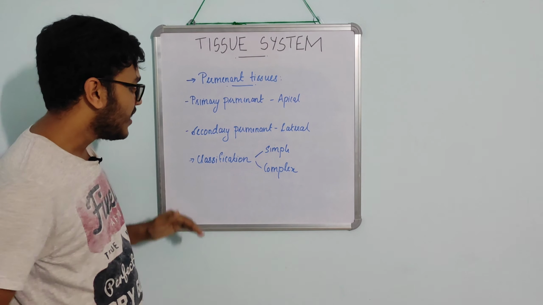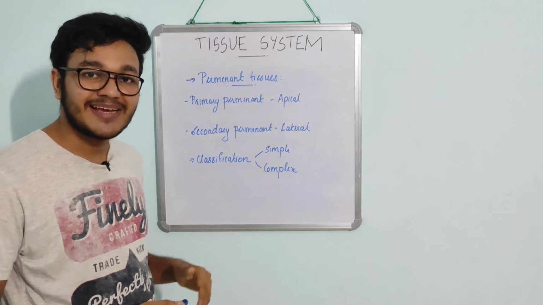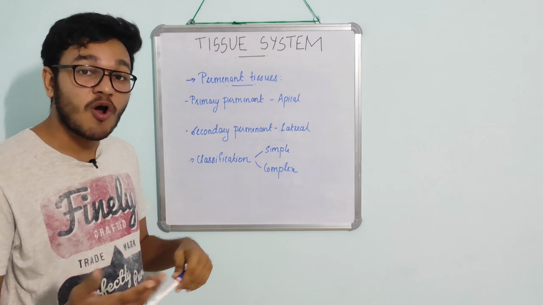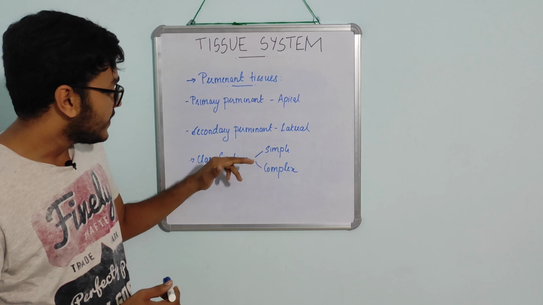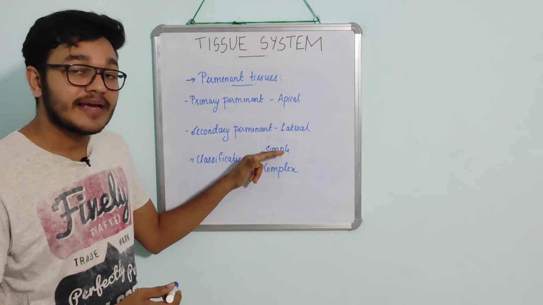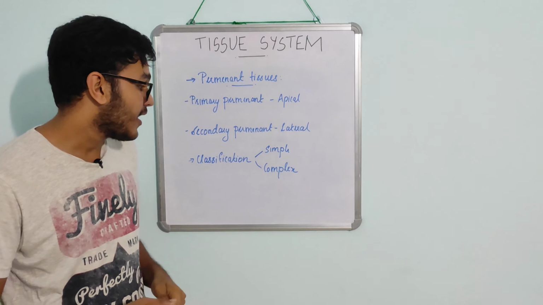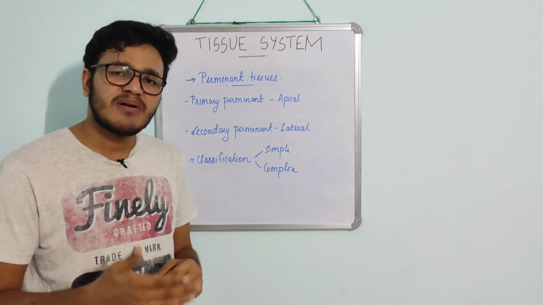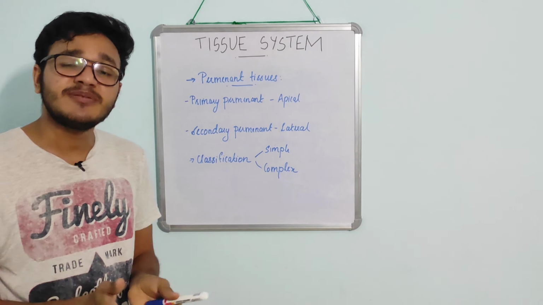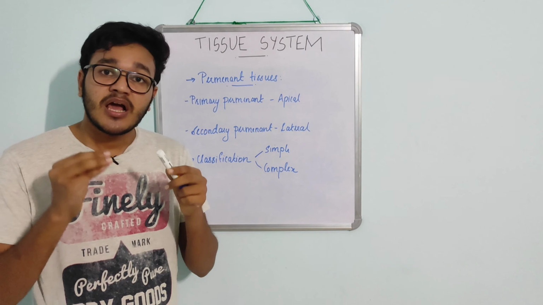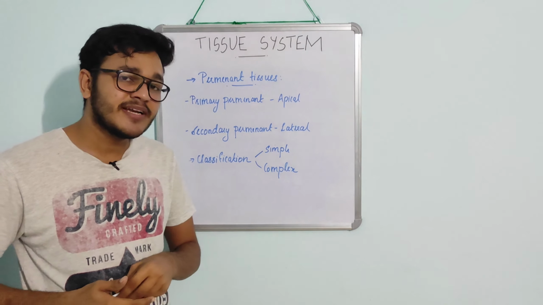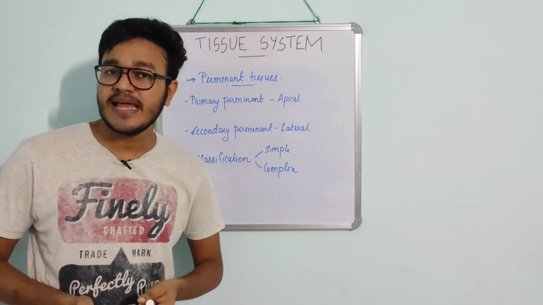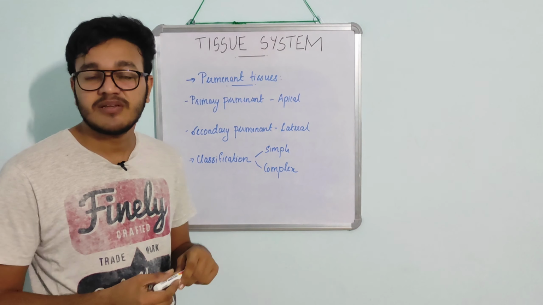Now actually the second, most well-known classification of permanent tissues, which we have all studied in high school, is simple permanent tissue and complex permanent tissue. Simple permanent tissues are a group of the same cells functioning to do the same function. Complex permanent tissue is a group of different cells but performing the same function. That is the main difference.